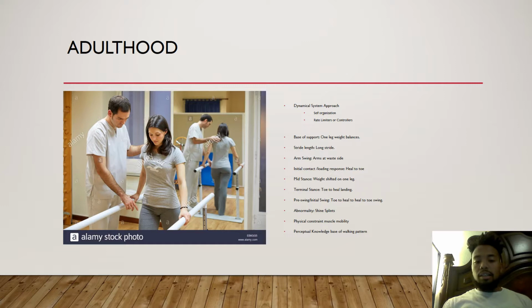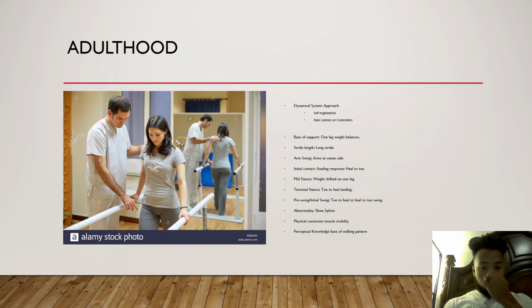During a gait analysis of the adulthood assessment, the base of support was one leg balancing the weight. The stride length was long strides. Arm swings were at waist side. The initial contact was a loading response with heel to toe. Mid stance, weight shifted from one leg to another. Terminal stance, toe to heel landing. Pre-swing, initial stance, toe to heel, heel to toe swing.